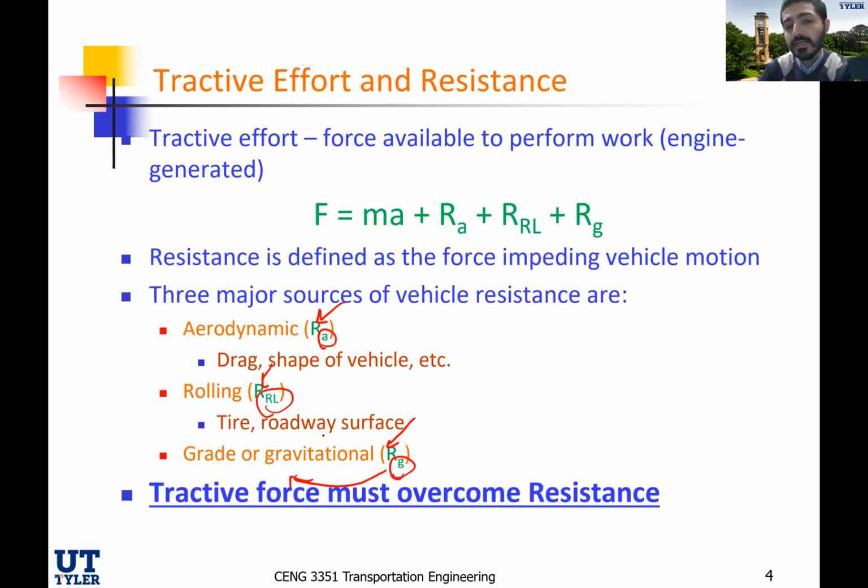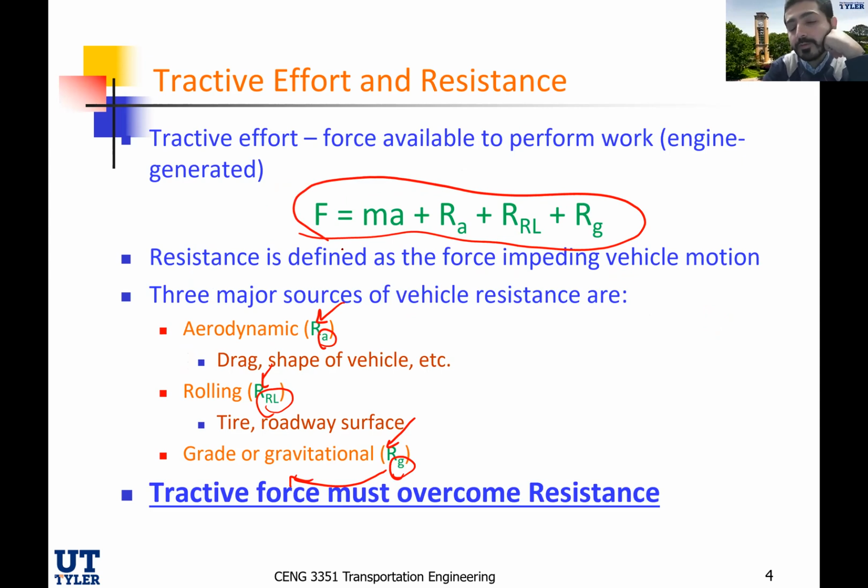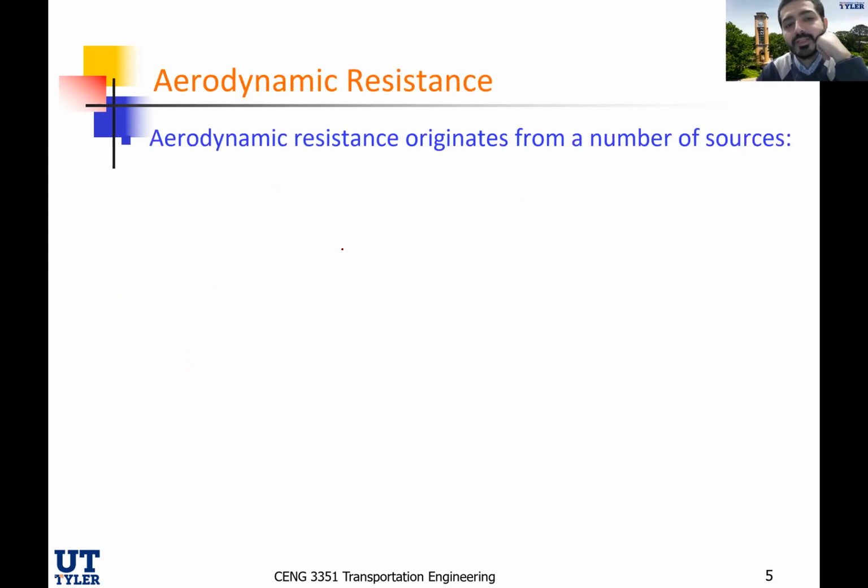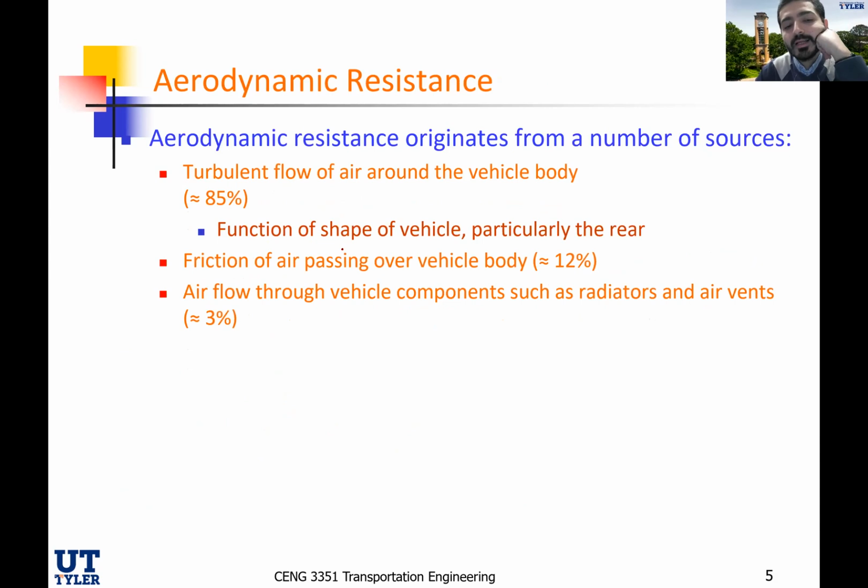So this equation, by the way, is one of the few equations you're not going to be given in the exam. I'm expecting you to know it. It's the mass of the vehicle times the acceleration plus the three resistances: aerodynamics, rolling resistance, and gravitational. But for each one of them, I'll provide the equation for each one of the resistances.